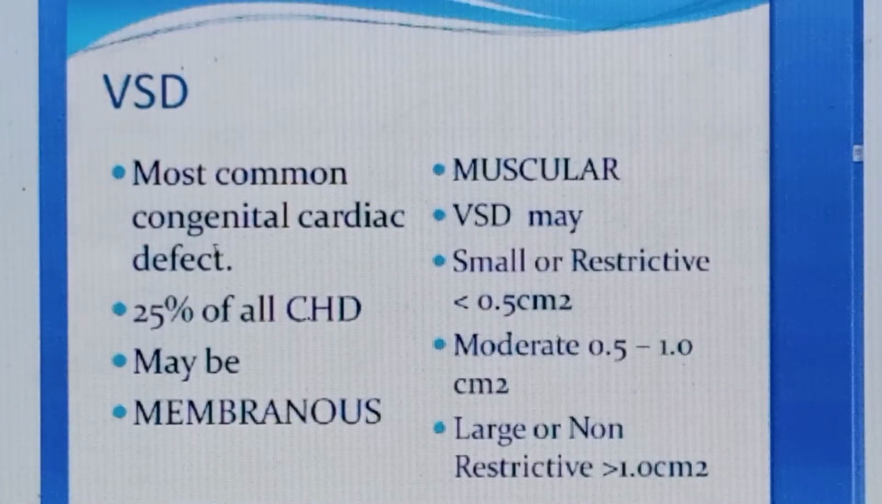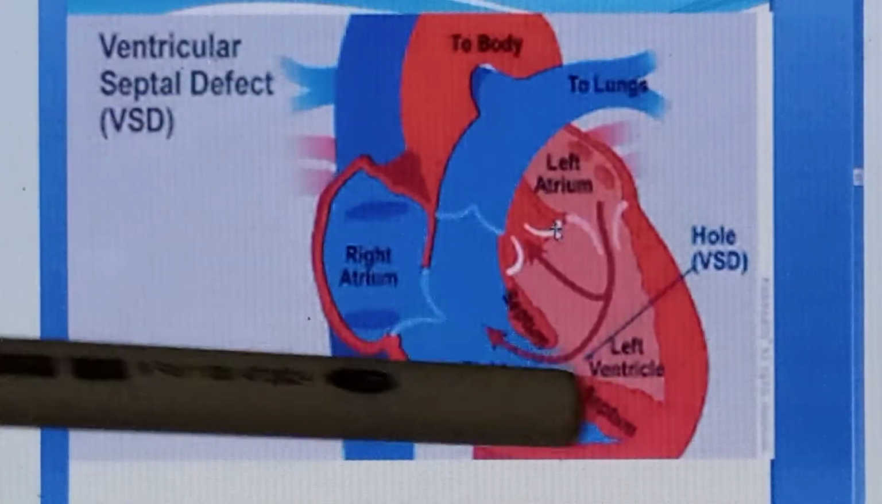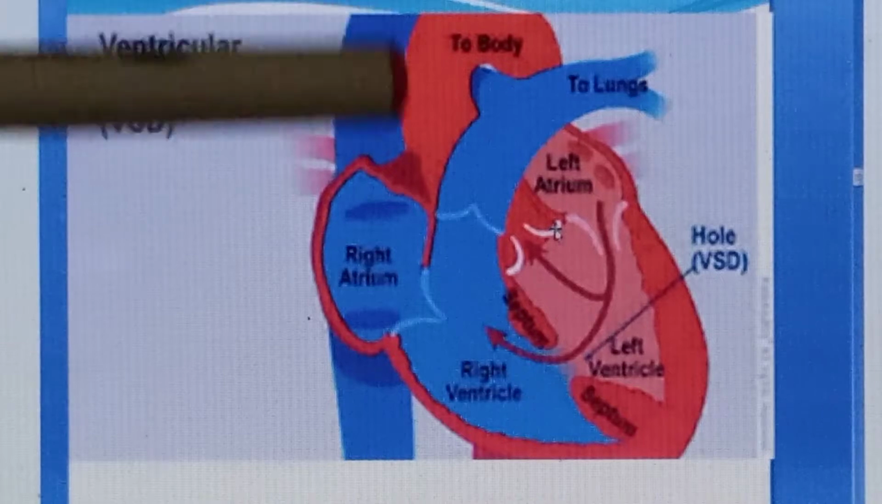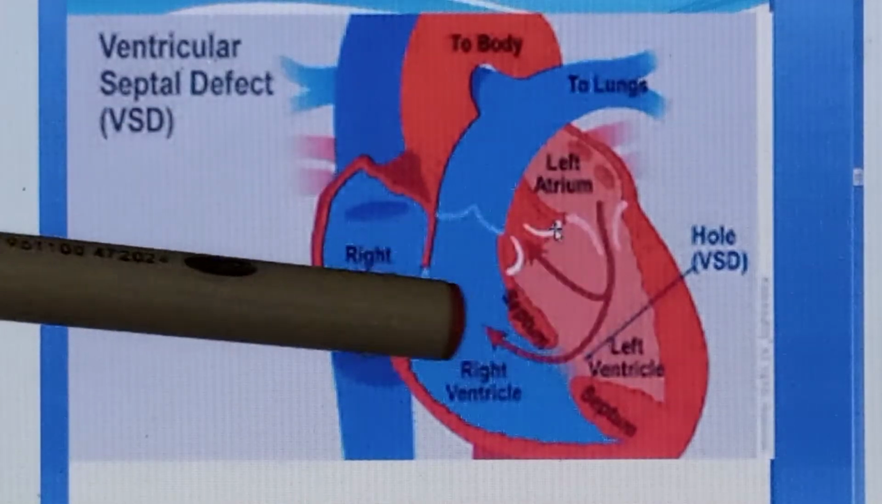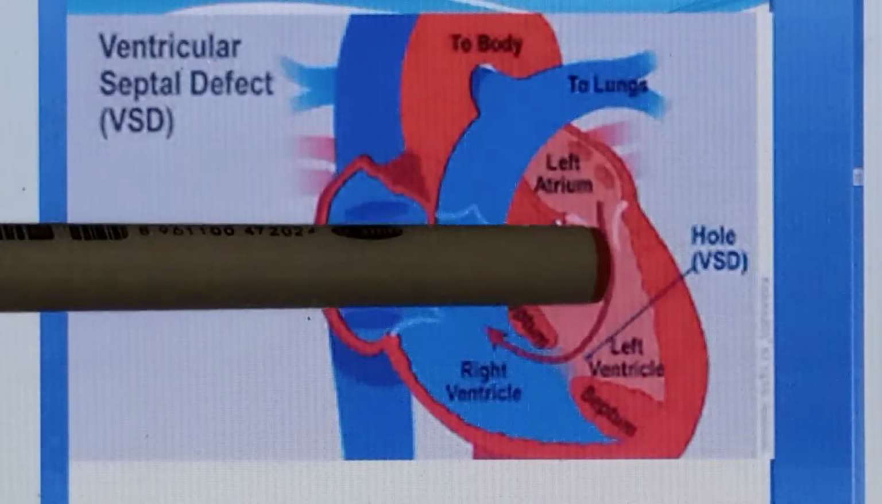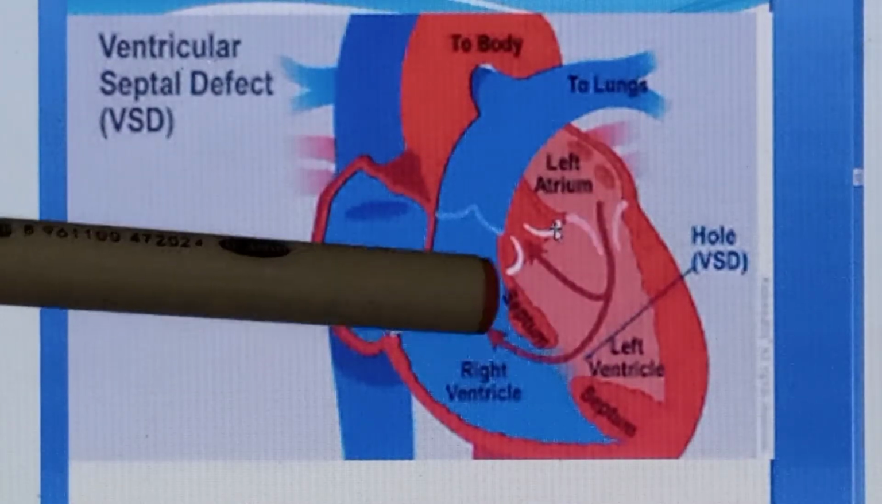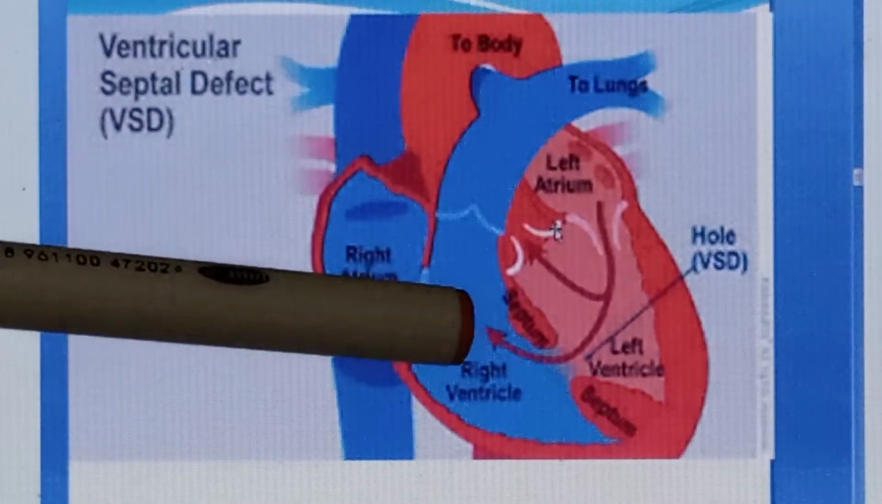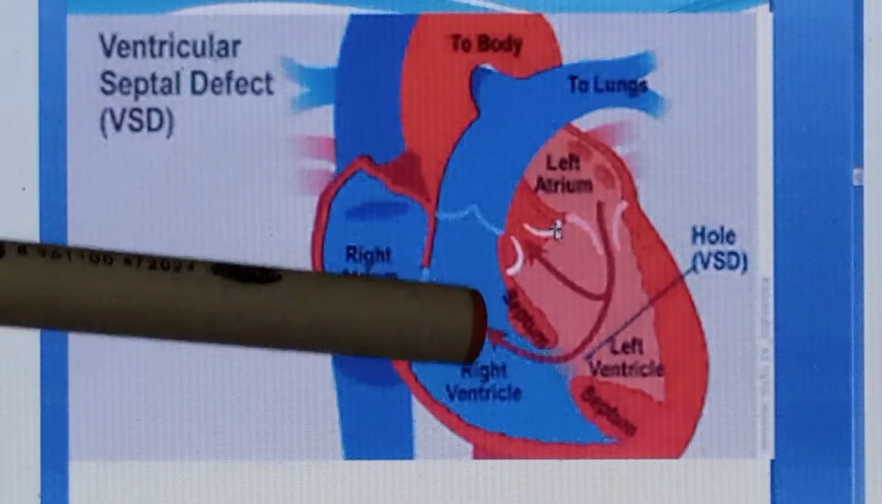Now look at this diagram. In this case there is a hole in the interventricular septum and there is a shunting of blood from the left side of the heart into the right side. That is, oxygenated blood is entering into the right ventricle, into the deoxygenated blood. That's why this is acyanotic, because the oxygenated blood is moving towards the deoxygenated blood.